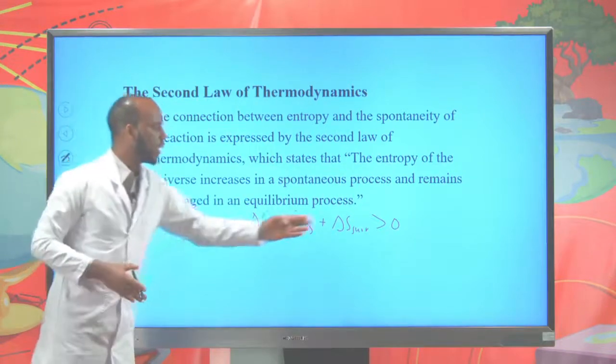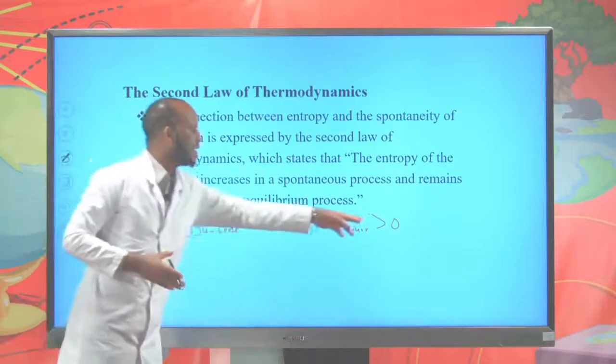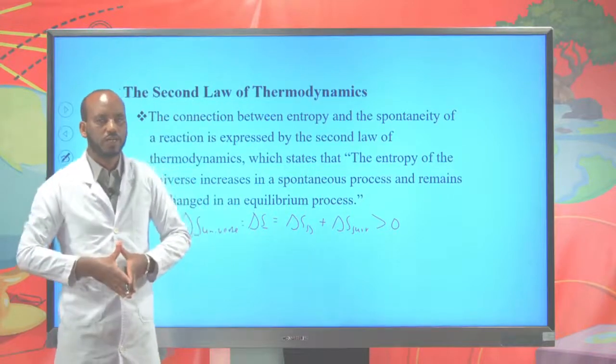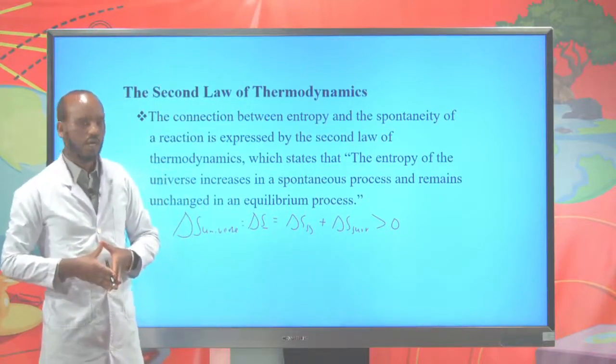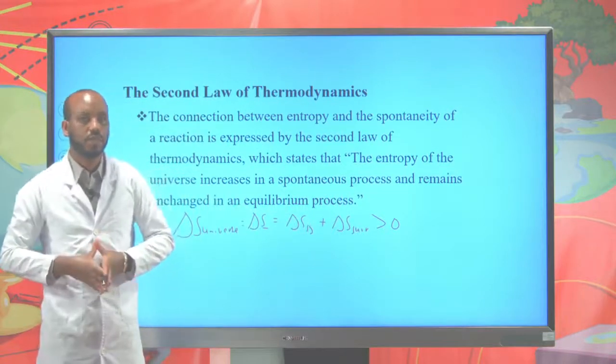Therefore, if total entropy change is greater than 0, then the process is spontaneous. If total entropy change is less than 0, the process is non-spontaneous. If total entropy change equals 0, then the process is at equilibrium.